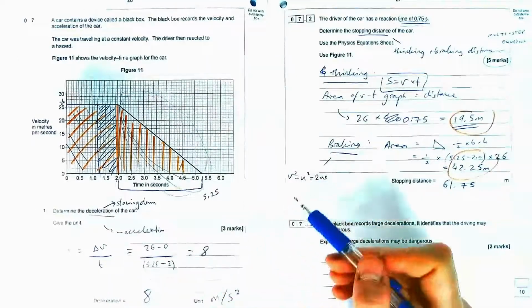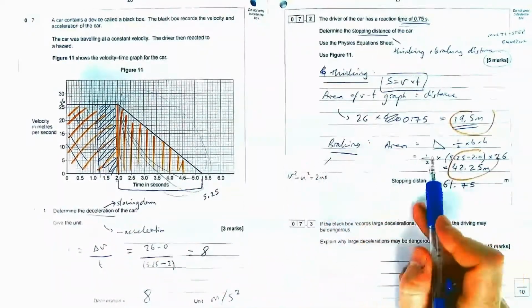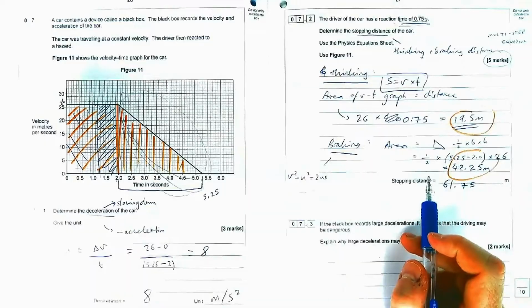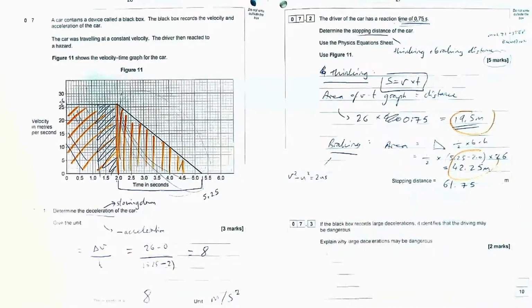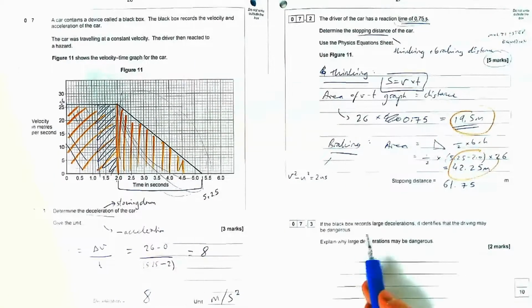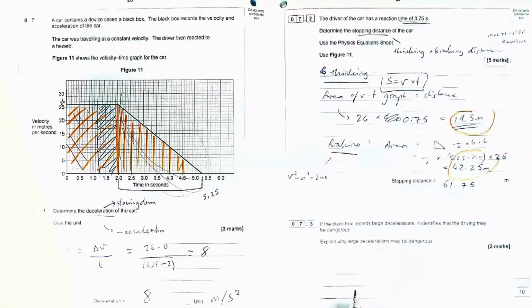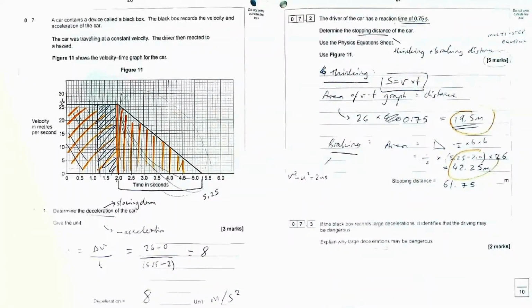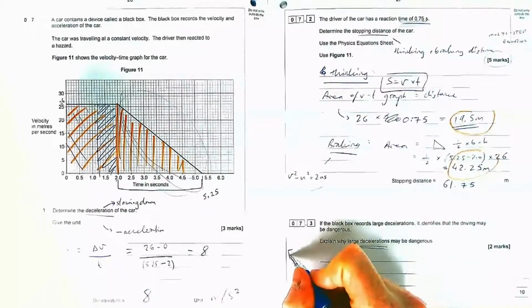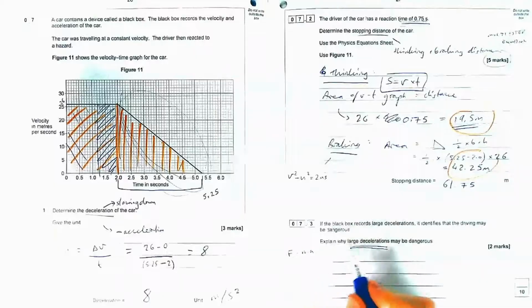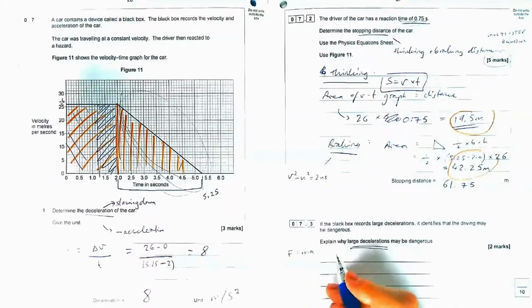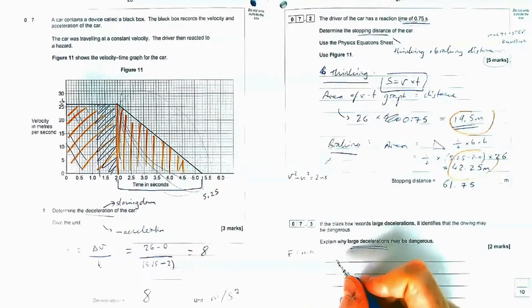Now 7.3 is all about what can happen if large decelerations occur and why they might be dangerous. There are a couple of things we could say for this question. My top one would be to use an equation in these types of questions. I know decelerations are negative accelerations, so we'd say something like the greater the deceleration, the greater the force. Then you'd say large forces can cause injury.